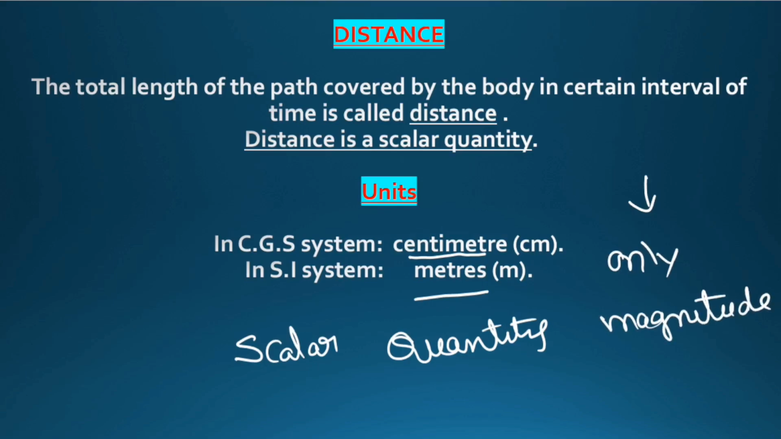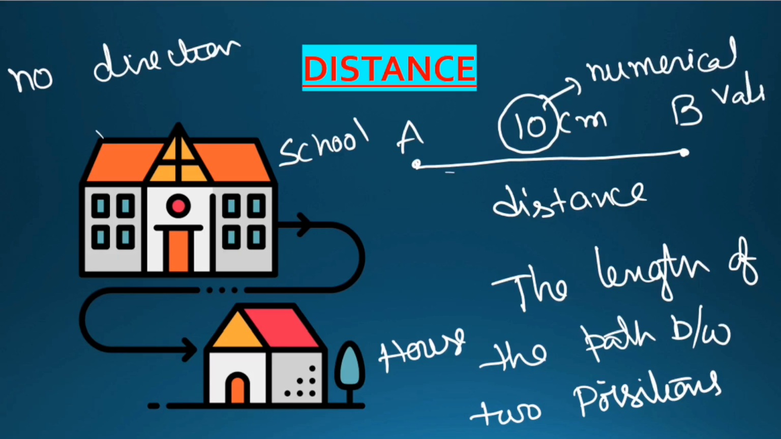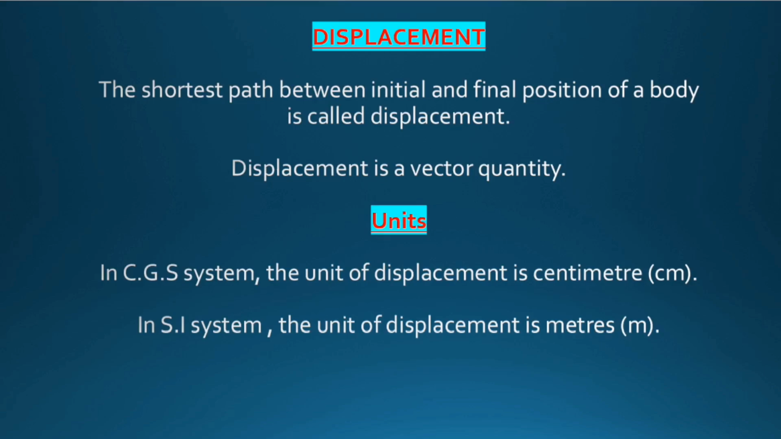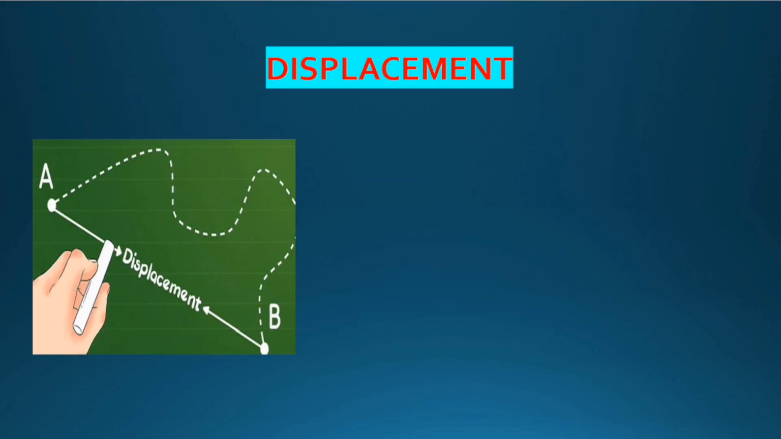For example, if the distance between these two points A and B is 10 centimeters, this 10 is nothing but a numerical value. This numerical value is nothing but magnitude. Centimeter is nothing but the unit, right? So a scalar quantity which has only magnitude is called distance, right?